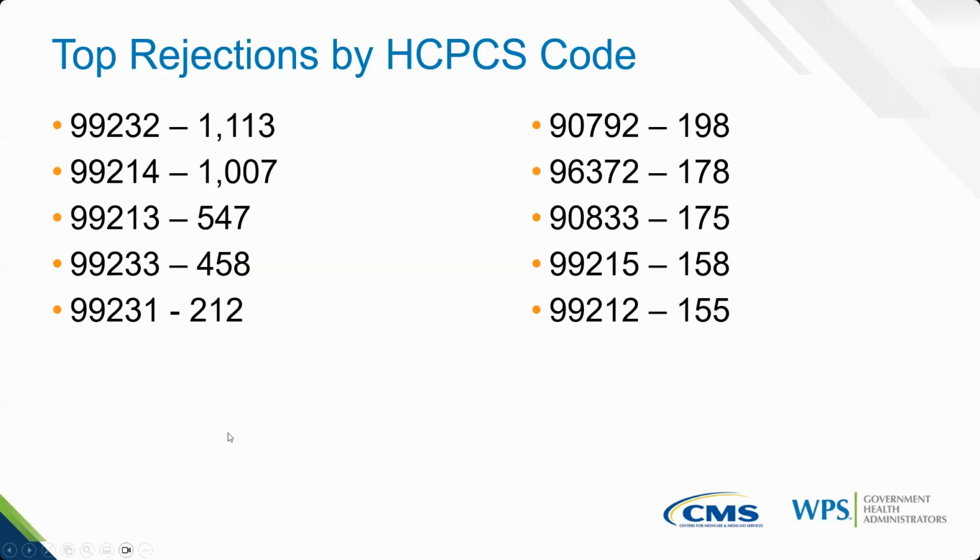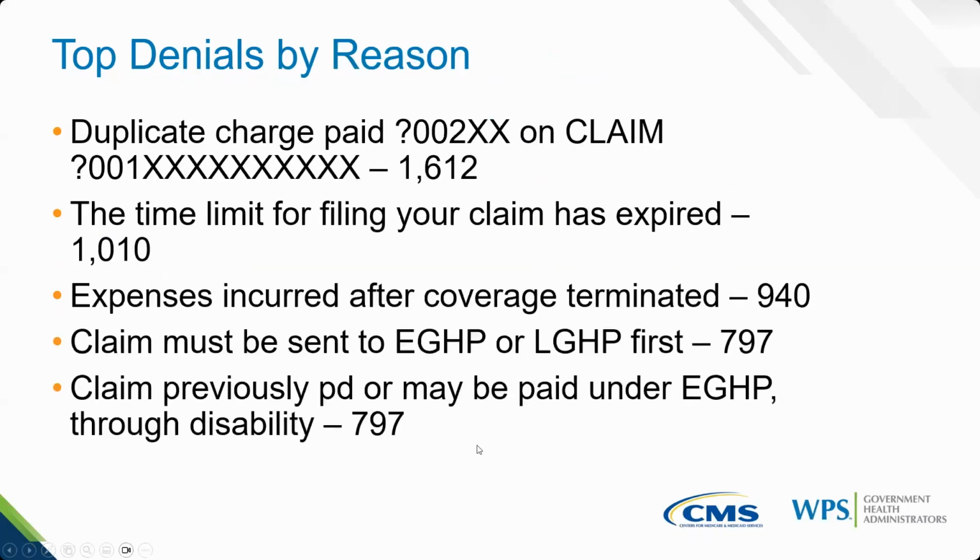So I talked about rejections by reason, and I talked about rejections by codes. Now let's take a look at those top denials by reason code. Look at number one, folks. 1,612 claims came in to WPS, were processed, and denied because it's a duplicate charge that was already paid on a previous claim. Think about how much money it costs providers to submit those 1,612 claims and for Medicare to adjudicate those claims because they are indeed a denial.